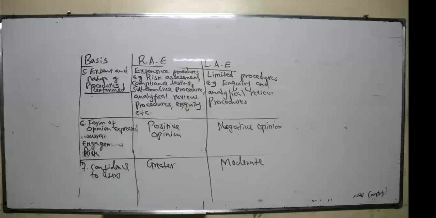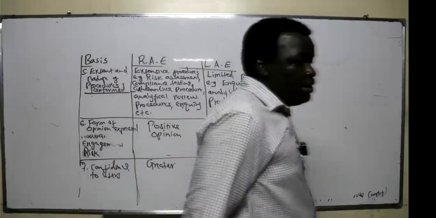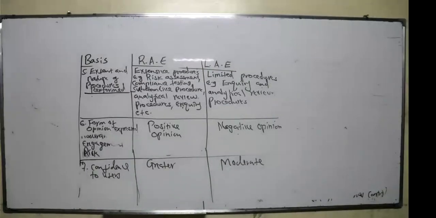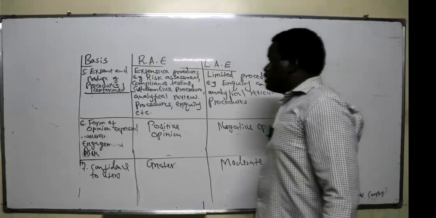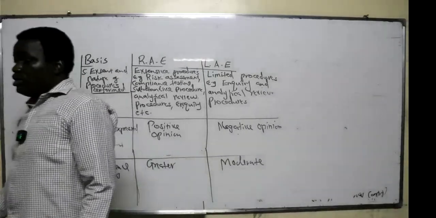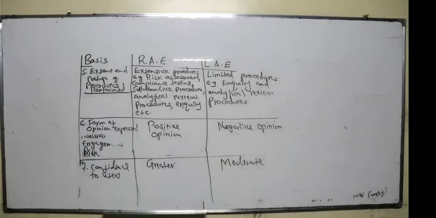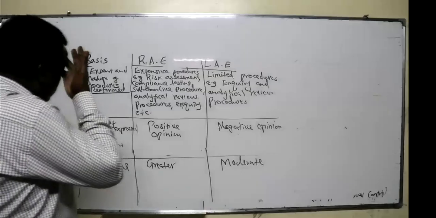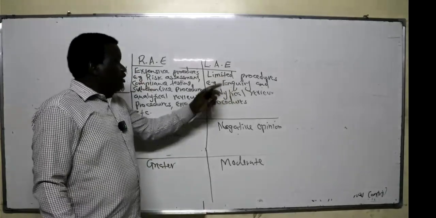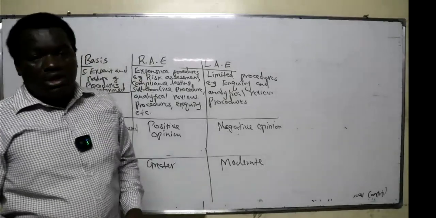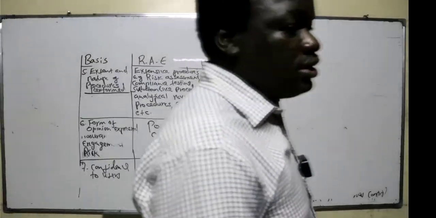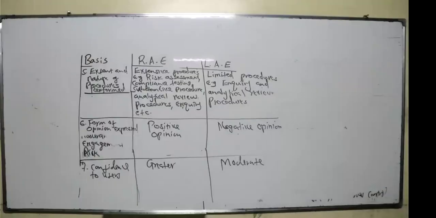So that's what we have on reasonable assurance engagement and limited assurance engagement. Those are the differences between the two. An external audit is an example of a reasonable assurance engagement, and this side we have interim audit as a limited assurance engagement.